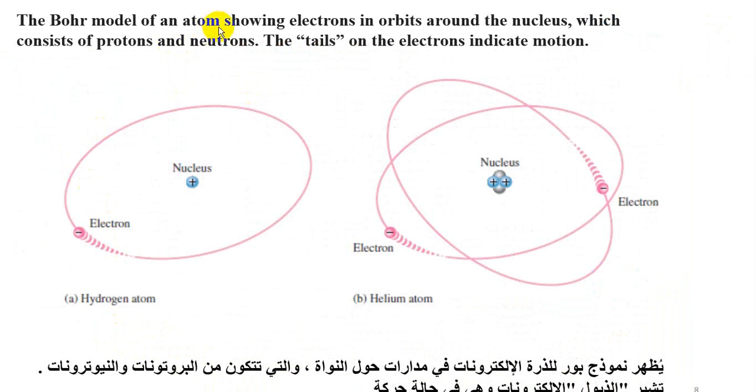The Bohr model of an atom showing electrons in orbit around the nucleus, which consists of protons and neutrons. Look at the tails on the electrons: they indicate its motion. So the electron circulates around the nucleus.